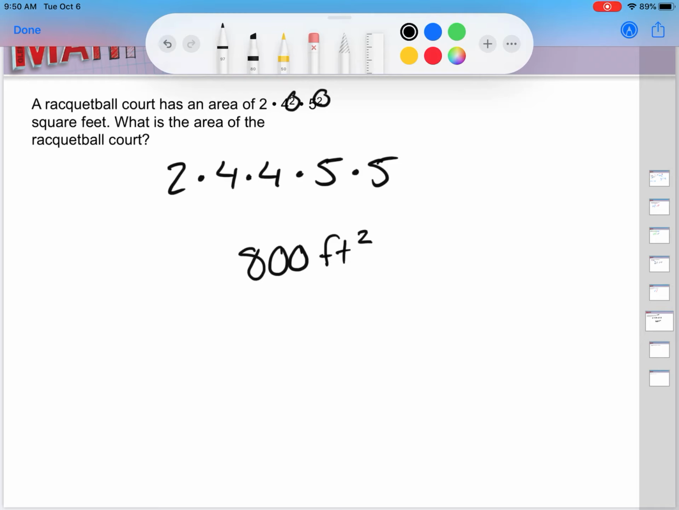So we have 800 feet squared. Now you could also type this in your calculator and do it that way, or you could say 2 times, and then in your calculator do 4 to the second power times 5 to the second power, but you would need to do parentheses around these just so it gets the order of operations correctly if you're typing it in your calculator.